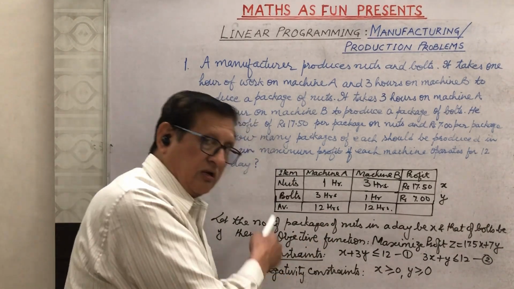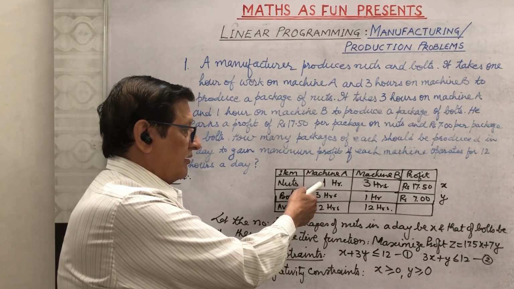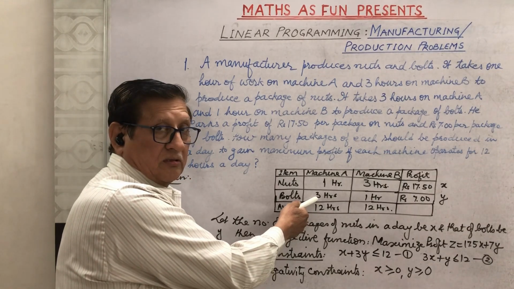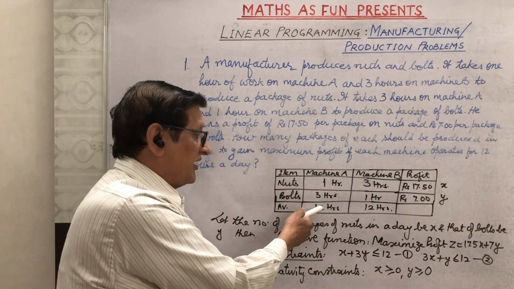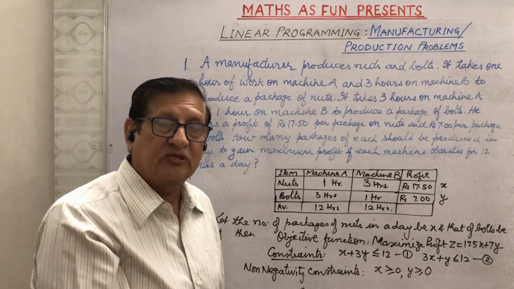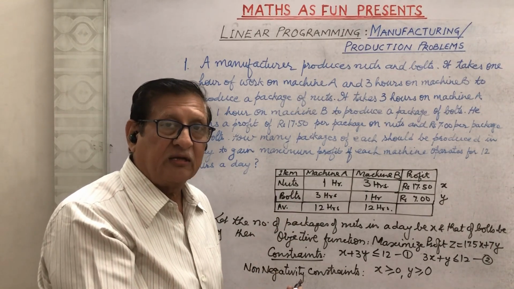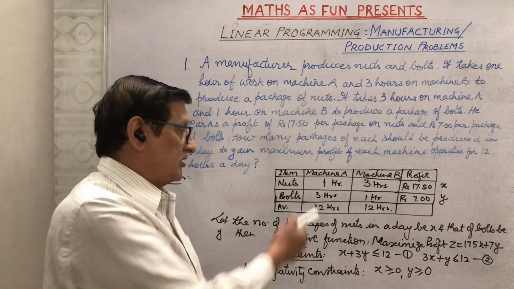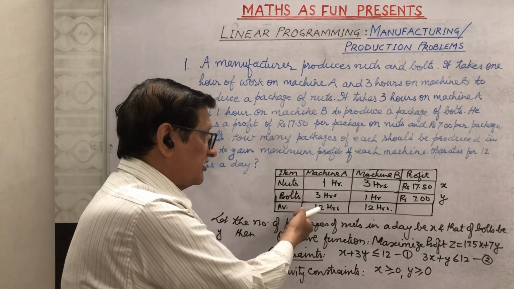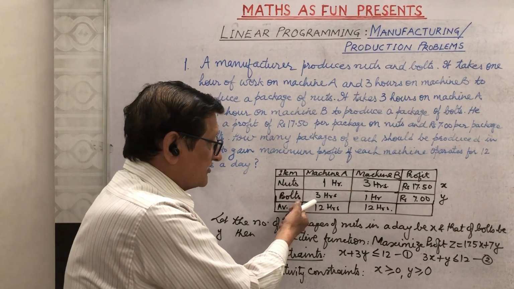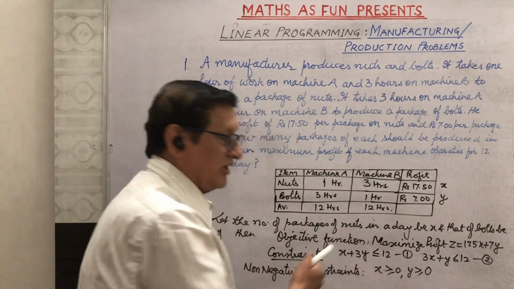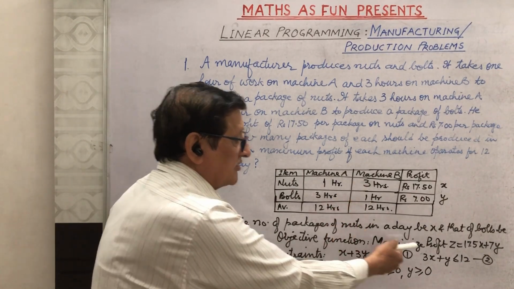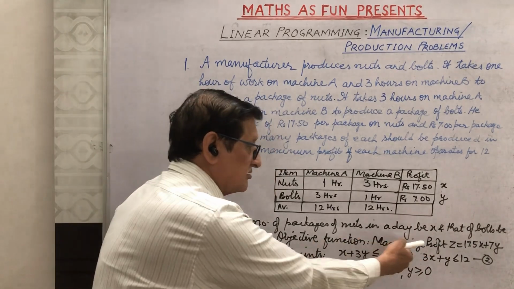Now the constraints. In constraints, what do we find here? Machine A: x plus 3y is always less than or equal to 12, because the maximum time of operation for machine A is 12 hours. So the inequality constraint here is x plus 3y is less than or equal to 12. In the same way for the other machine, 3x plus y is less than or equal to 12. These are the two constraints.